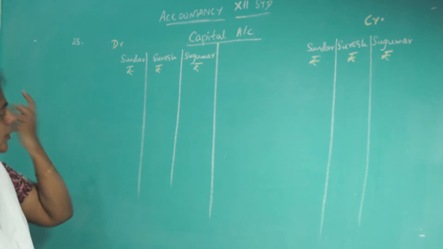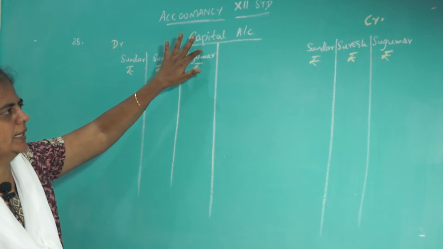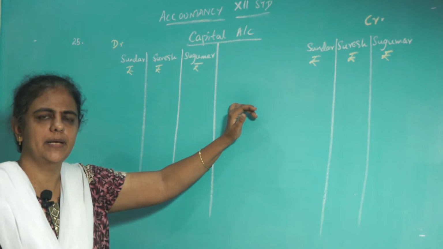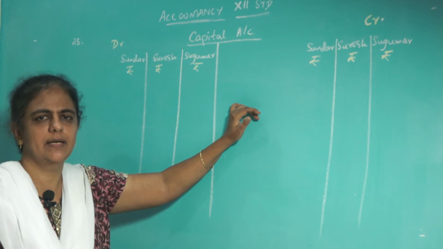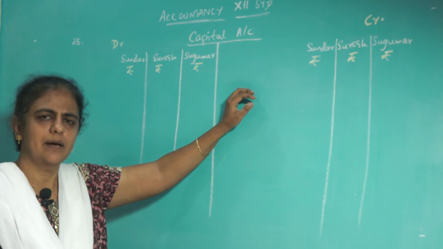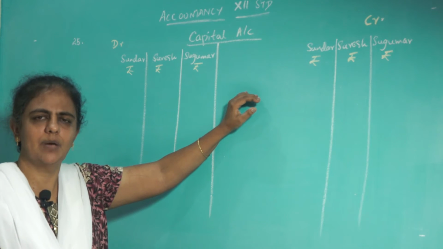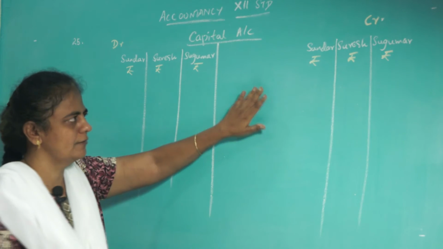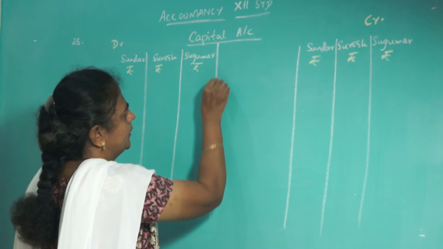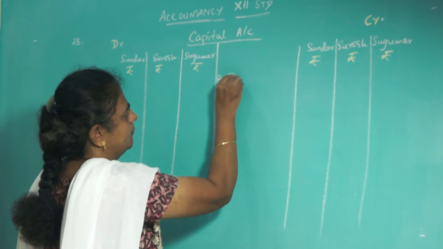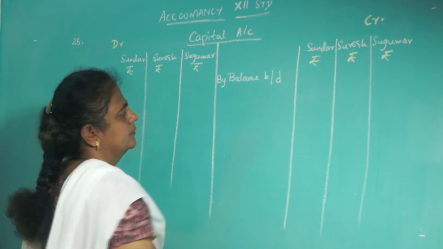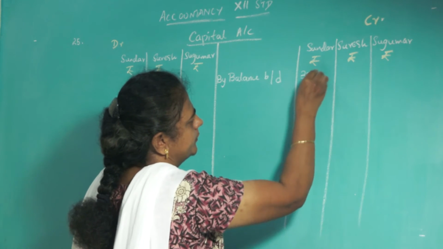So as I already told you, whenever you open the capital account, the first thing you must do is bring the opening balance, that is, take it from the balance sheet given in the question. By balance brought down, the capital account always has a credit balance, it is a liability, and all liabilities have a credit balance, so bring it on the credit side first. So first bring down the capital balance by balance brought down.